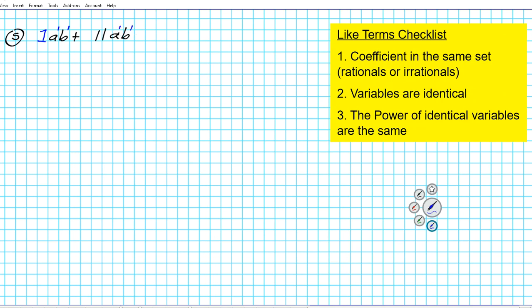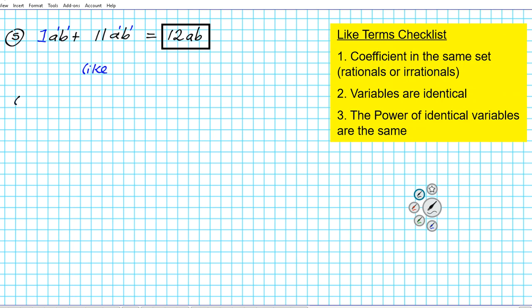So coefficients are in the same set, variables are identical, and their powers are the same. What does that mean? We have like terms, ladies and gentlemen. So we can combine them by adding the coefficients. 11 plus 1 is 12. And then bring down the variables a, b. Alrighty, so there goes the answer to question number 5.